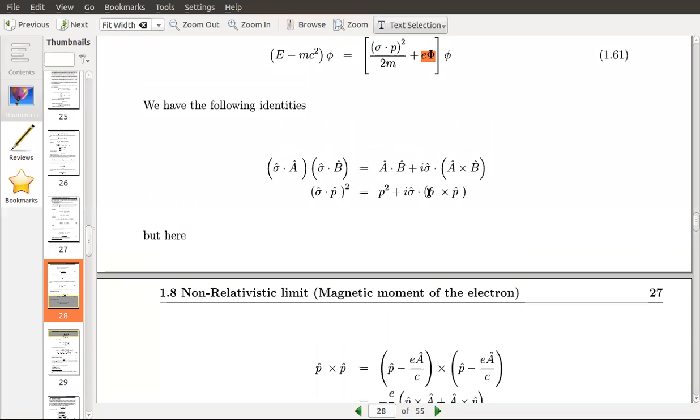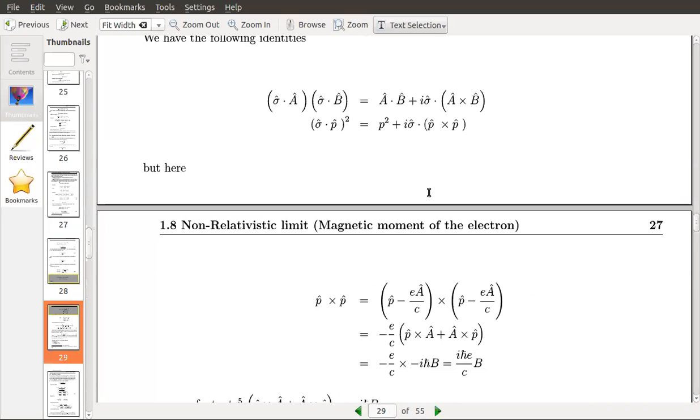Now you add the magnetic interaction into our theory, so this P you have to change into P minus eA by c. Here also, all the P's on the RHS you have to change into P minus eA by c. So let us see what P cross P is.